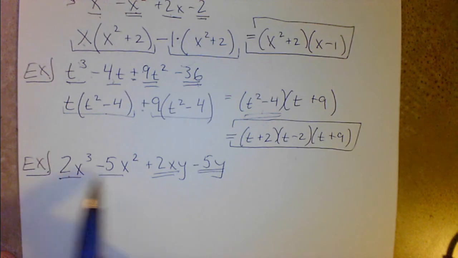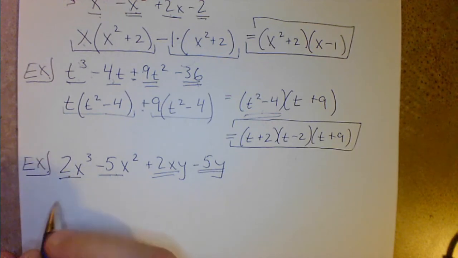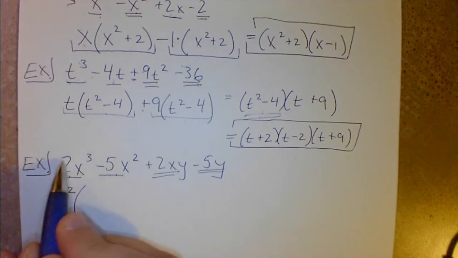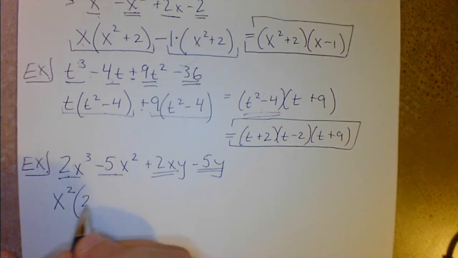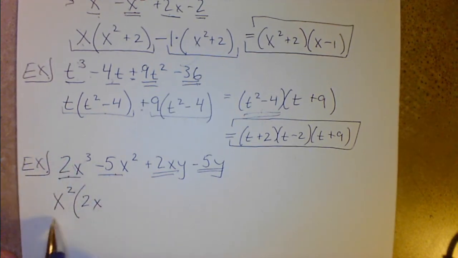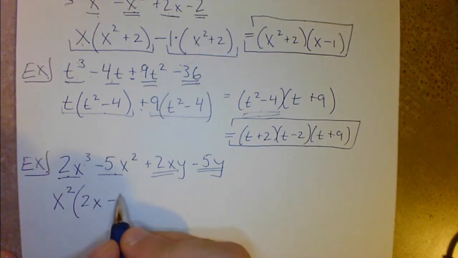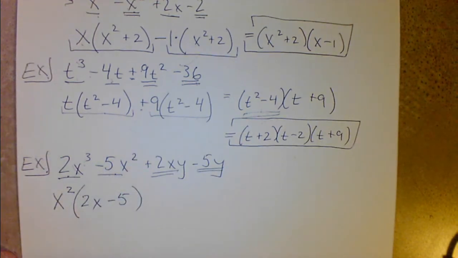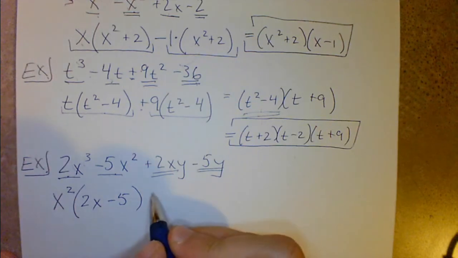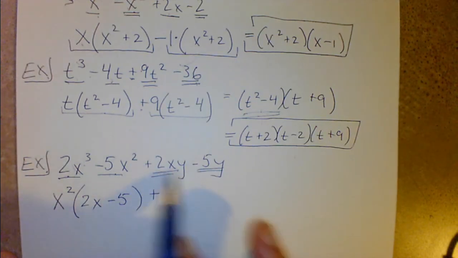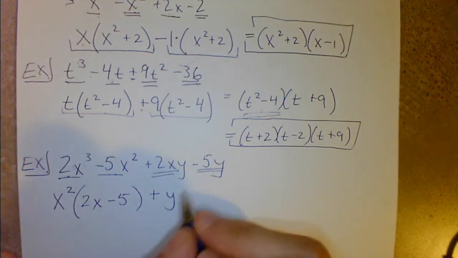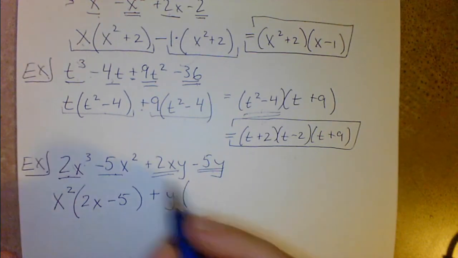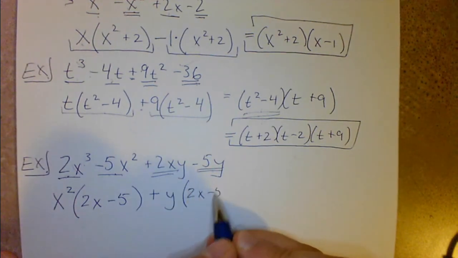So, what can I pull out of these two here? They both share a factor of x squared. So when I factor x squared out of 2x cubed, I'm left with 2x. When I pull an x squared out of negative 5x squared, I'm left with negative 5. And that's that first term. Plus, what do these two share in common? Just a factor of y. And when I pull a y out, I'm left with 2x minus 5.